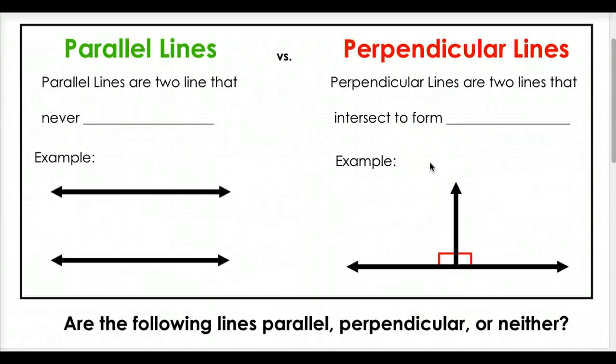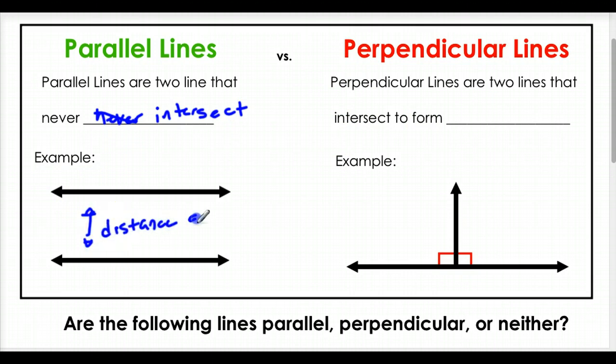So first let's review what parallel lines are. We've heard these words. I just want to give a formal definition. Parallel lines are two lines that never intersect. They'll never happen. They just go on and on forever, never intersecting. And they are also equal distance apart. This distance is always the same. The distance apart is always the same. Alright?